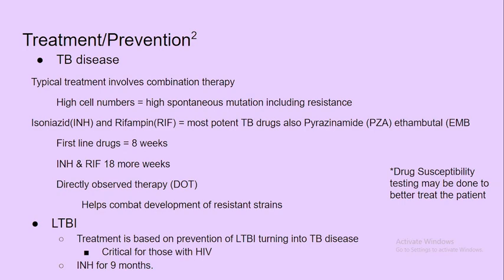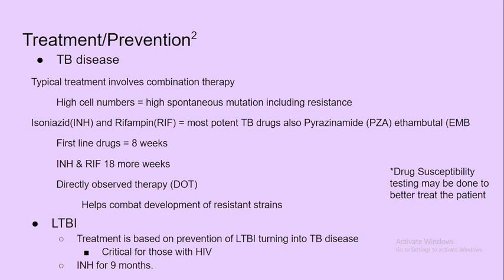So the most potent TB drugs are isoniazid, INH, and rifampin, RIF. They're the most used ones in treating TB. But there's also pyrazinamide, PZA, and ethambutol, EMB. And these are all first-line drugs.